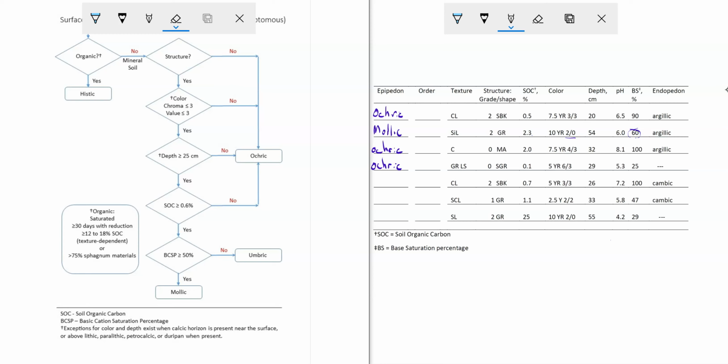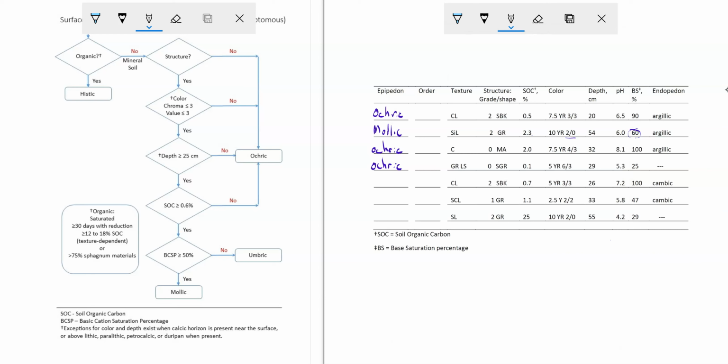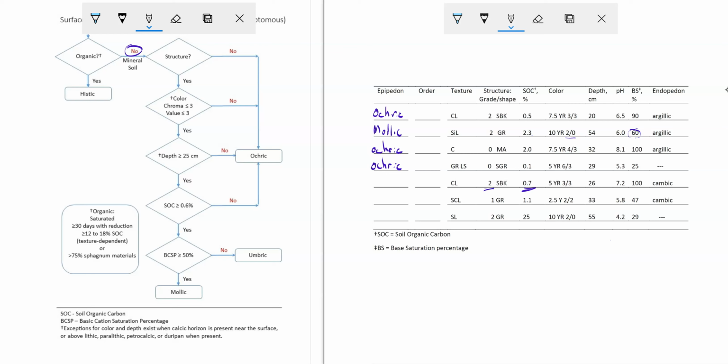Now again, let's do one more here. So the process should be familiar to you now. You're asking questions in order. Is it organic? Where was organic carbon? 0.7. So the answer is no, it's not organic. We have a mineral soil. Does it have structure? Again, in this case, we're looking for something that has weak, moderate, or strong. That's 1, 2, or 3. Subangular blocky, angular blocky, granular, all those other options. And so it does have structure. So the answer is yes.